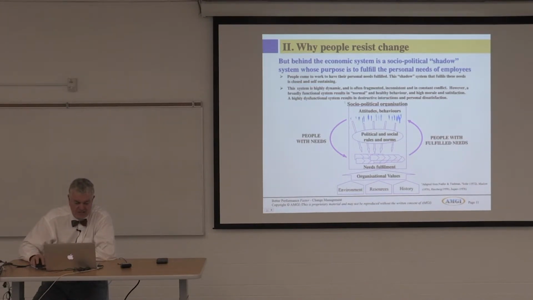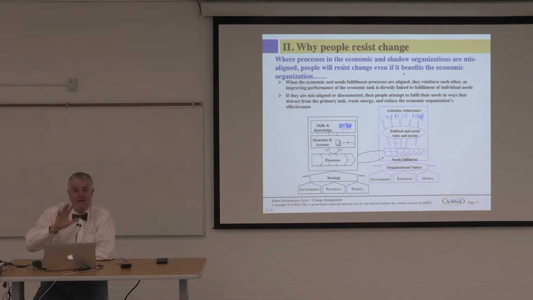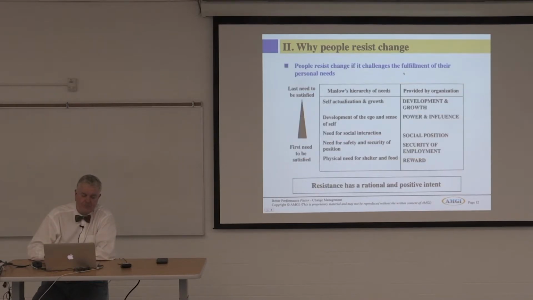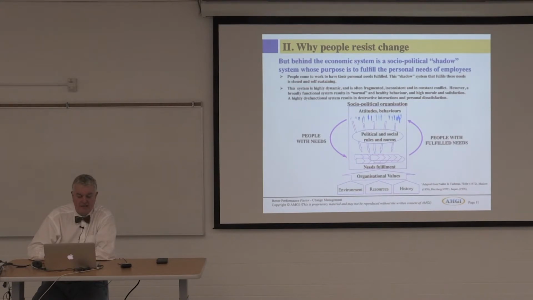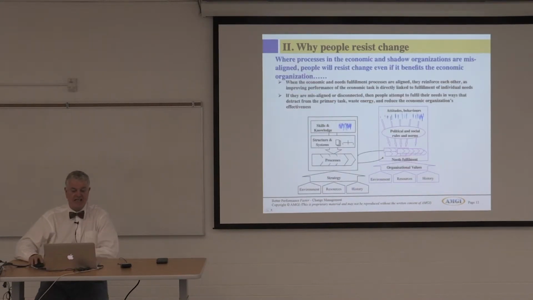Now, why do people resist change? The system is highly dynamic. What you really want to do, the solution to this matter here, is to align the two systems, the economic system and the social system. Where processes in the economic and shadow systems are misaligned, people resist. You've got to align them.